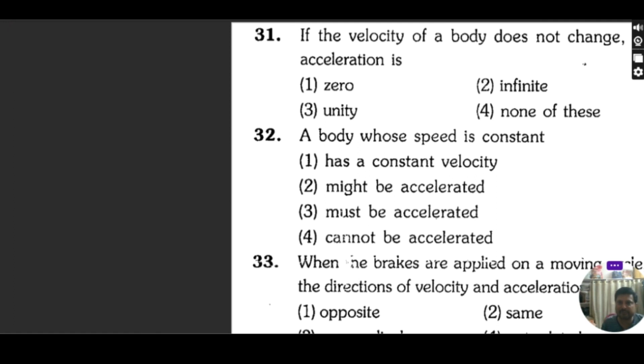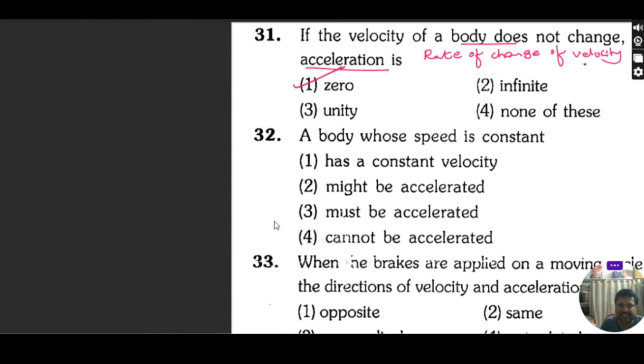If the velocity of a body does not change, its acceleration is? Acceleration means rate of change of velocity. If the velocity of a body does not change, its acceleration is 0.